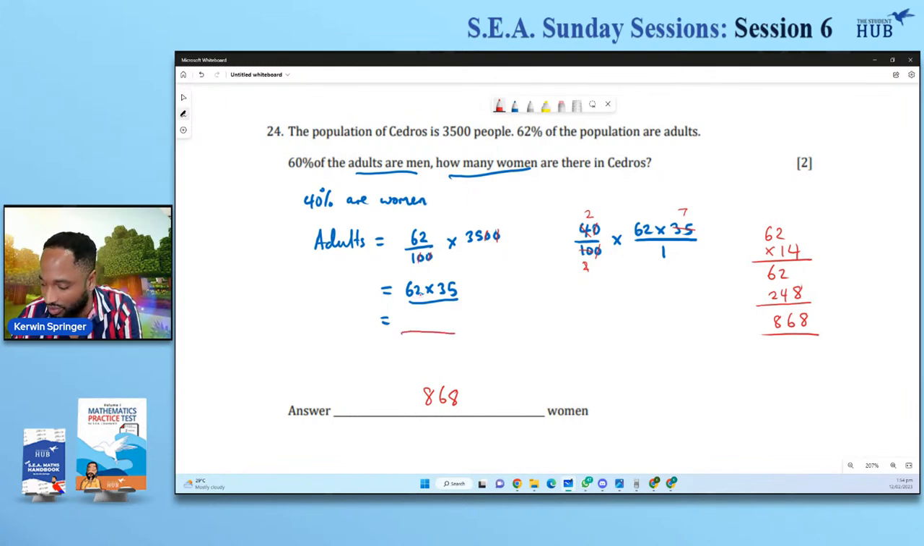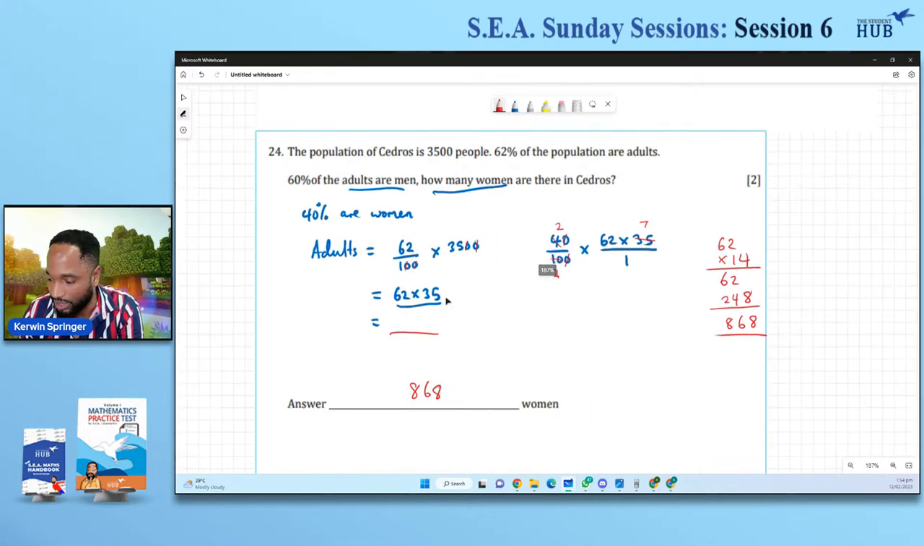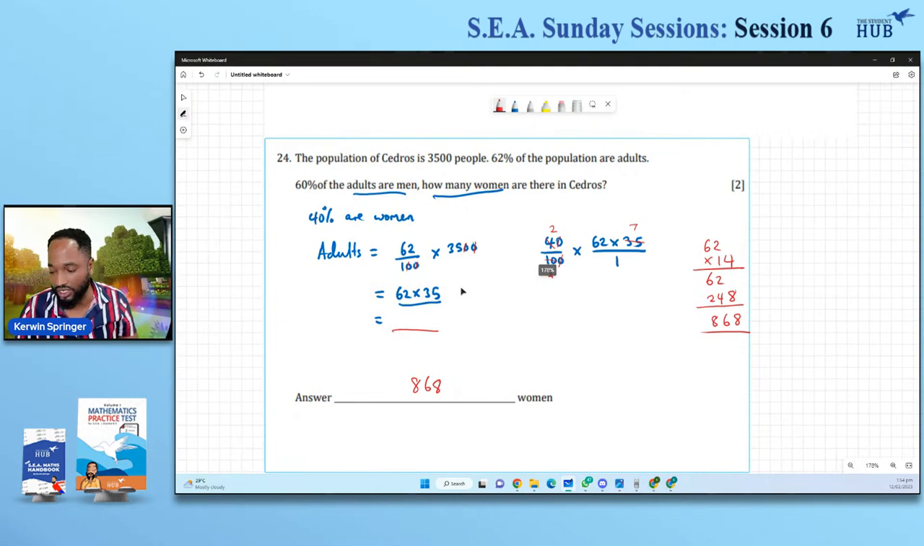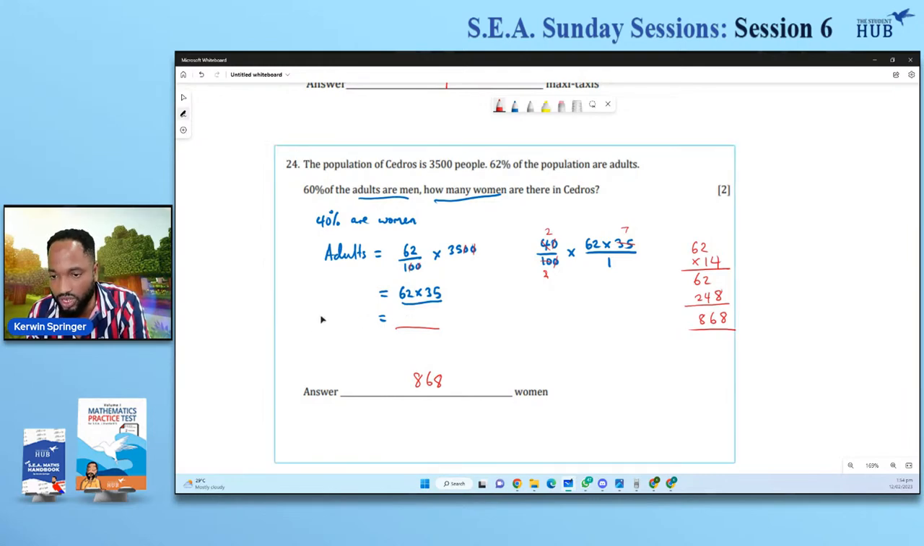I didn't get a confirmation of what 62 times 35 is, but I didn't even need to find that out because I just write it back here. Fancy mathematics. Okay, so that's the answer, 868. So make sure you understand that technique.